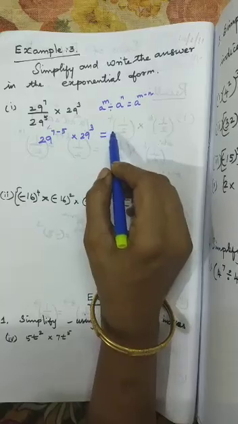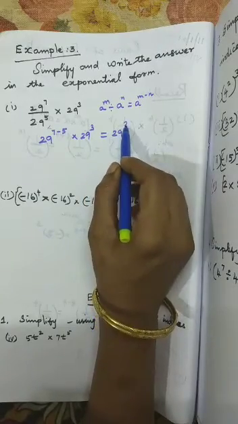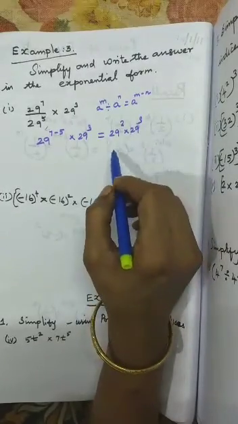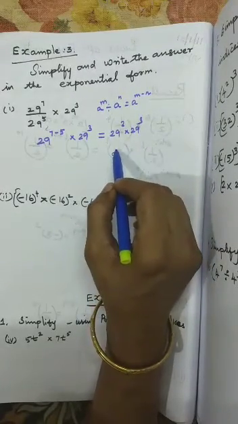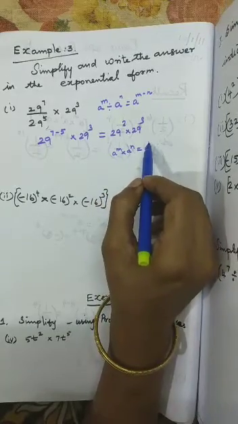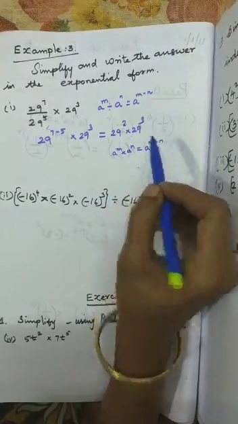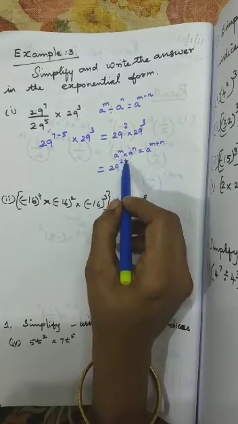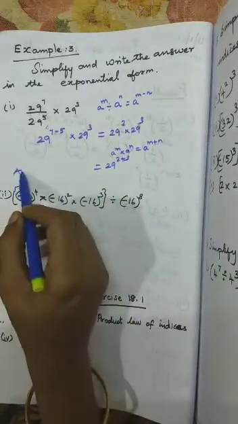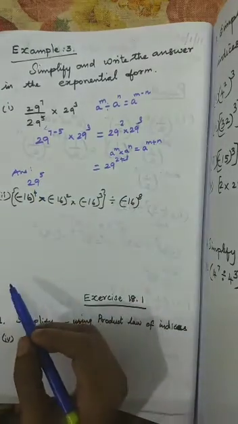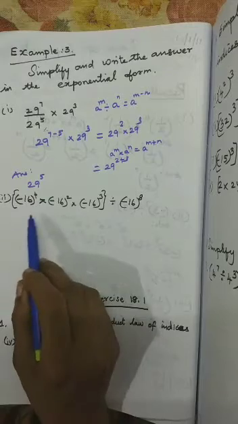Okay. So 29 power 2 into 29 power 3. Again, a power m into a power n equal to a power m plus n, isn't it? So, you can write this as 29 power 2 plus 3. The answer is 29 power 5. You shall see the next one.